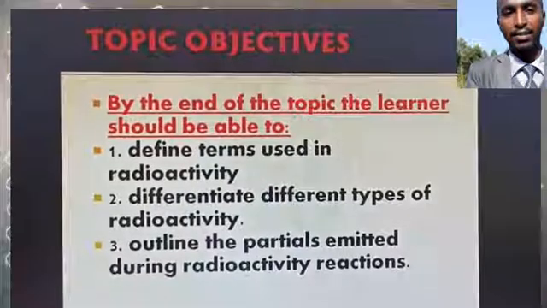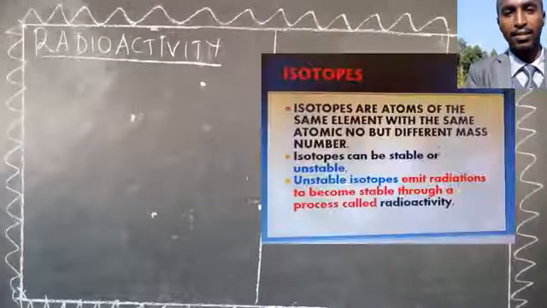So just to begin, isotopes can be stable or unstable. The unstable isotopes do emit radiations to become stable through a process that is called radioactivity. And this radioactivity is what is forming the basis of our today's lesson.